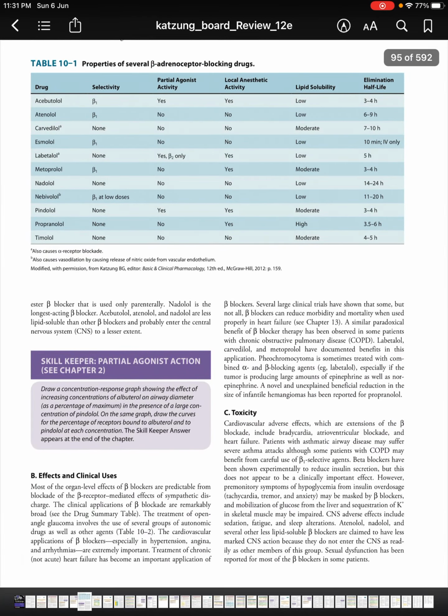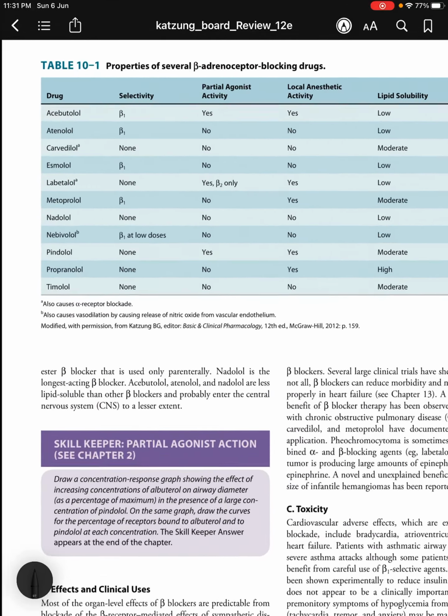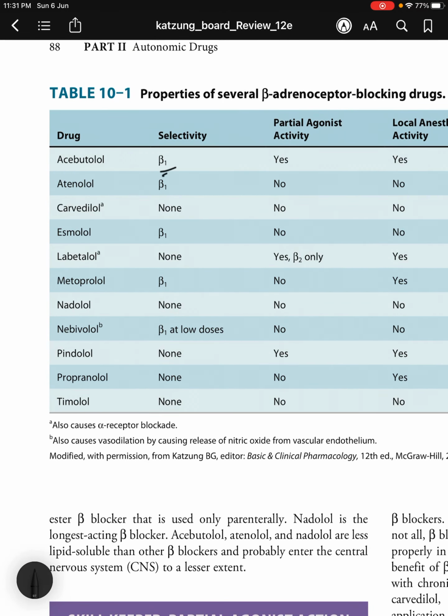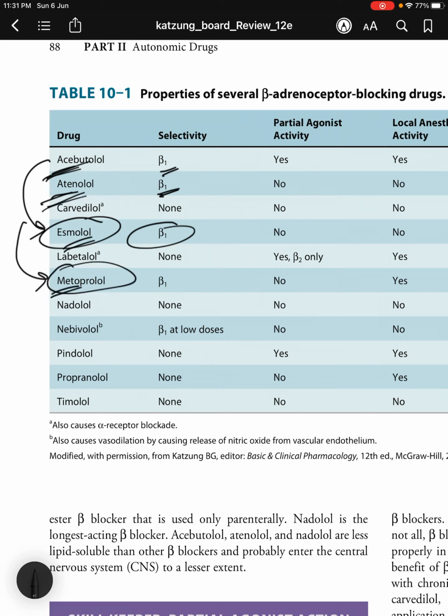Okay, so let's just discuss this table here. So beta 1 selective drugs, we have A for atenolol, A for acebutolol. Okay, A rhymes with E, so esmolol is also beta 1 selective. Okay, so A, E. We also have M, so A, A, M, A.